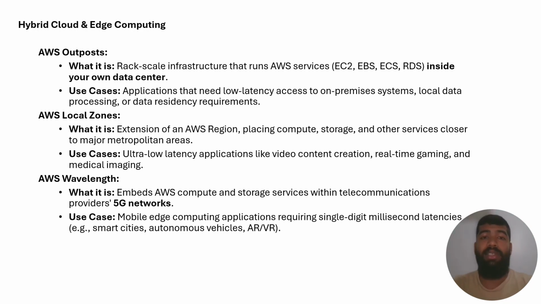And we have AWS Local Zones. These are extensions of an AWS region, basically placing compute, storage, and other services much closer to large population centers. Think of video editing and rendering in Los Angeles or real-time gaming in New York. AWS Wavelength is the ultimate edge. Wavelength embeds AWS compute and storage services within the data centers of telecommunications providers, right inside their 5G networks. This is for applications that demand single-digit millisecond latencies, like autonomous vehicles, smart cities, and immersive AR and VR experiences.